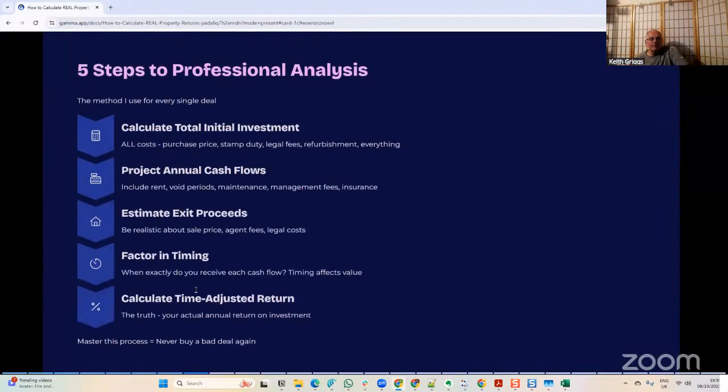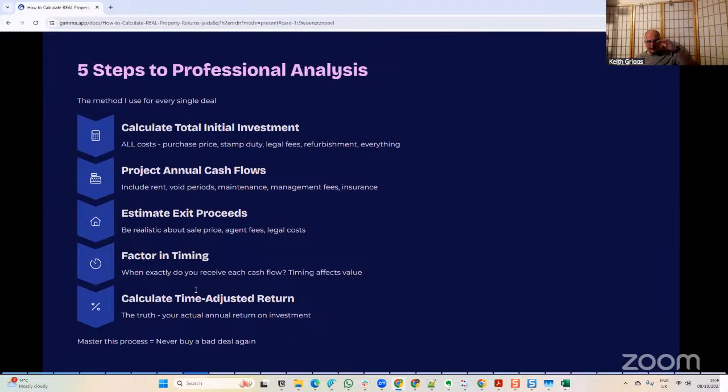So these are the 5 steps for professional analysis. Step one is to work out exactly how much money you're going to part with initially. So look at all your costs: purchase price, stamp duty, legal fees, refurbishment. Maybe you pay sourcing fees if you bought the lead from a sourcer. All your costs, that's your initial investment.